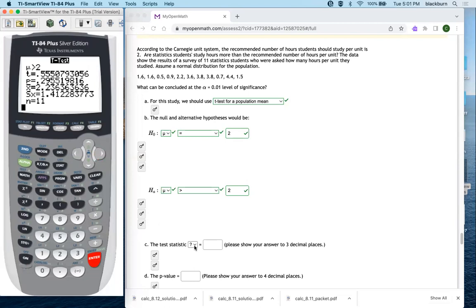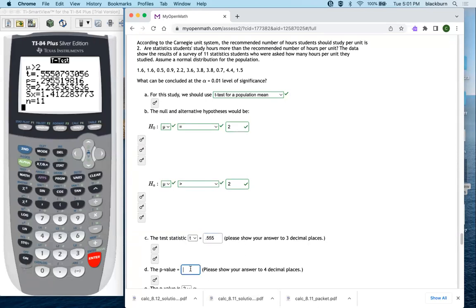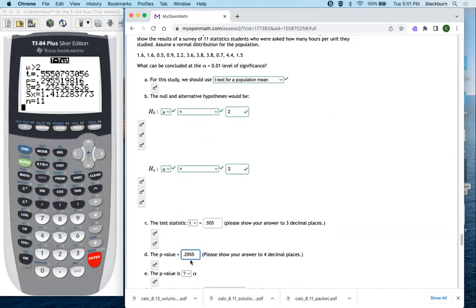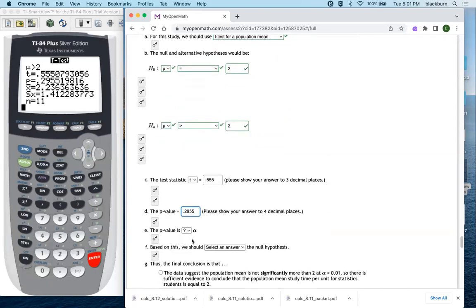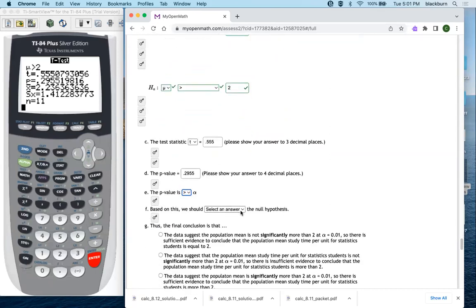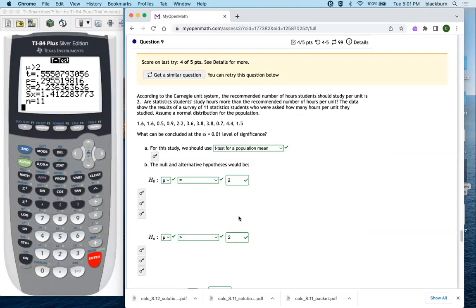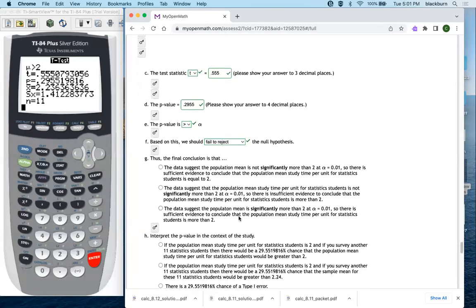So then I got my test statistic, T equals 0.555. My p-value is 0.2955. My level of significance is 0.01. 0.2955 is way bigger than 0.01. Therefore, we fail to reject. Remember, when the p is greater than alpha, you fail to reject. Let's solidify all these, so we got all those right.